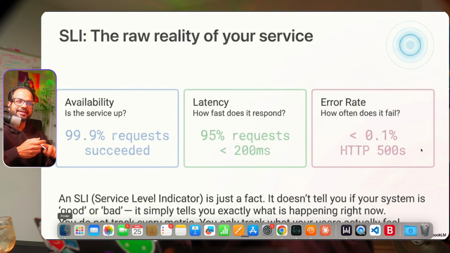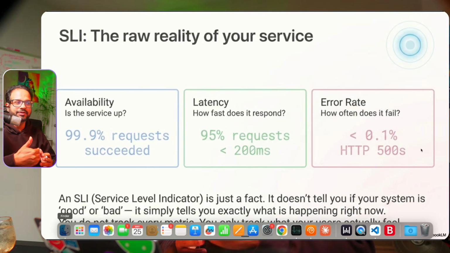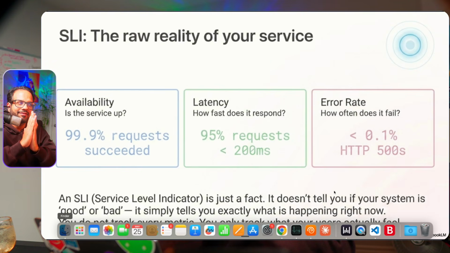Availability defines, is the service up, which is, let's say, 99.9% of the requests are getting succeeded. Latency is how fast does it respond. For example, P95, for example, 95% of requests are getting 200 millisecond latency. Then we have error rate. Error rate defines how often does it fail. For example, less than 0.1% of requests are ending up in HTTP 500 errors. 500 is server-side errors, right?